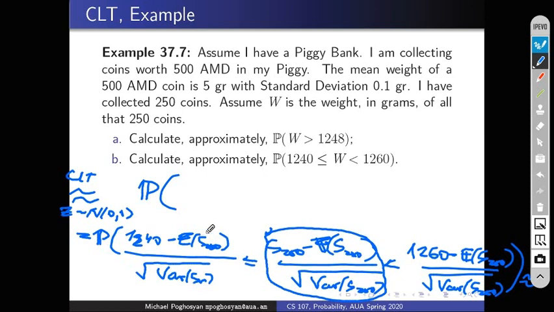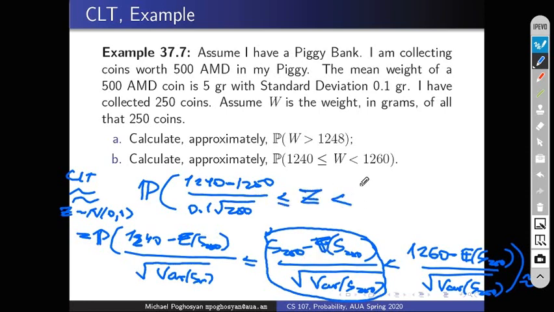So let me calculate. 1240 minus 1250, we have calculated that. The standard deviation of Sn was 0.1 times the square root of 250. This is less or equal than z, and this is less than the same but with 1260 over 0.1 times the square root of 250.